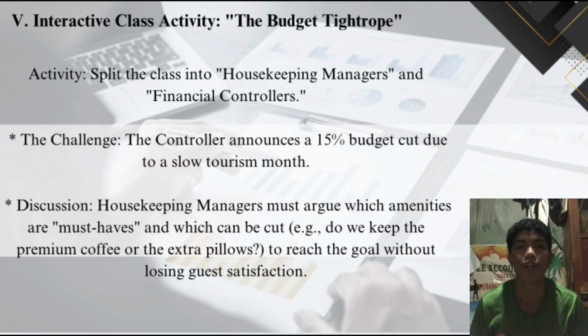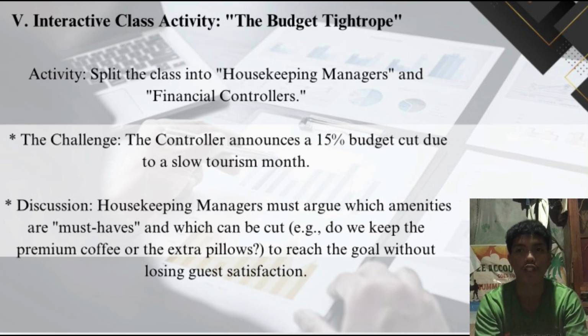Good day, I will be discussing the interactive class activity, which is the budget tightrope. In this activity, the class is divided into two groups, housekeeping managers and financial controllers. The financial controllers will announce that the hotel needs to reduce its budget by 15% because tourism is low and the hotel is earning less money. Because of this situation, the hotel needs to find ways to lower expenses.